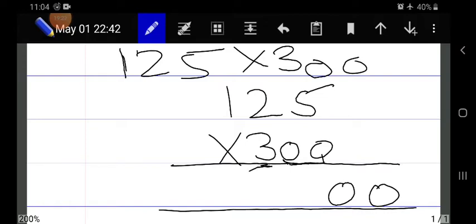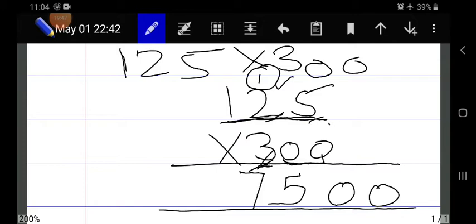Now we are going to multiply this 3 with these three numbers one by one. 3 5s are 15. 5 is here and 1 will be carried to the next number. 3 2s are 6, plus 1, that is 7. Now 3 1s are 3 simply. So the answer is 37,500.